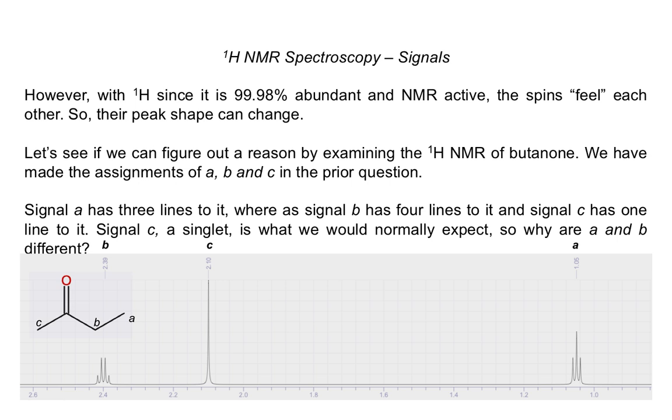So signal A has 3 lines, B 4, C 1. And so we call the number of lines, again, the multiplicity. And so each unique signal has a name. So 1 line is called a singlet. 2 lines is called a doublet. 3 lines is a triplet. 4 lines is a quartet.